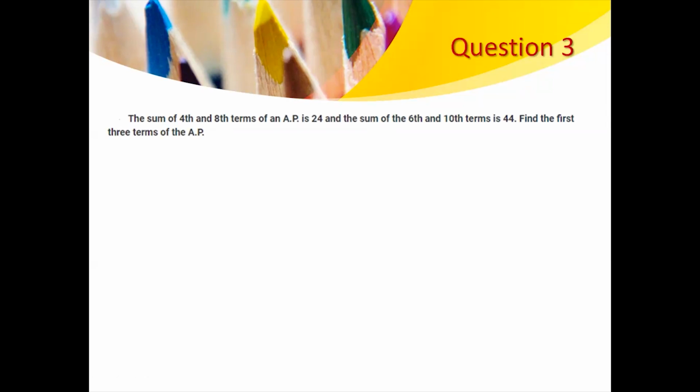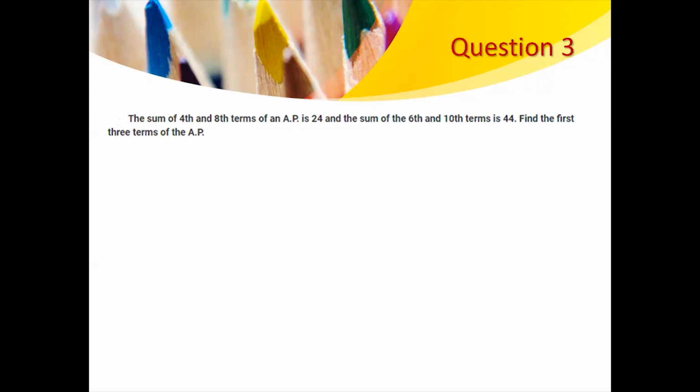The sum of the 4th and 8th term of an AP is 24. Sum of the 6th and the 10th term is 44. Find the first 3 terms. Okay. So here I am not given the first term, I am not given the common difference.